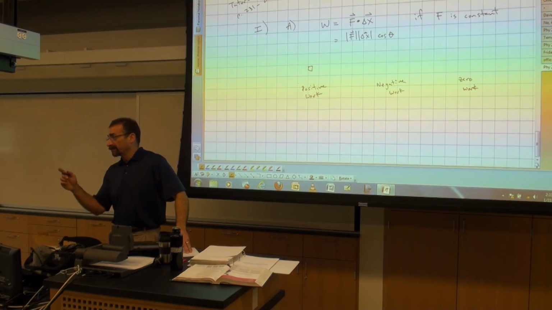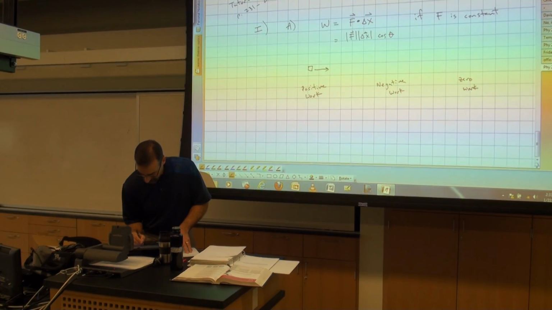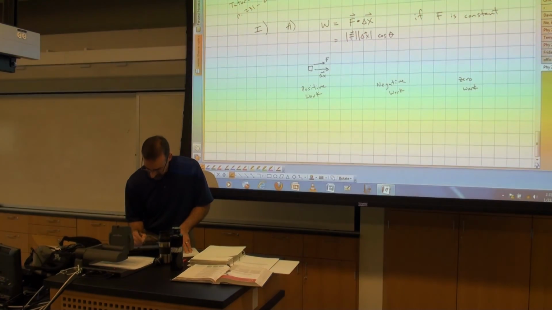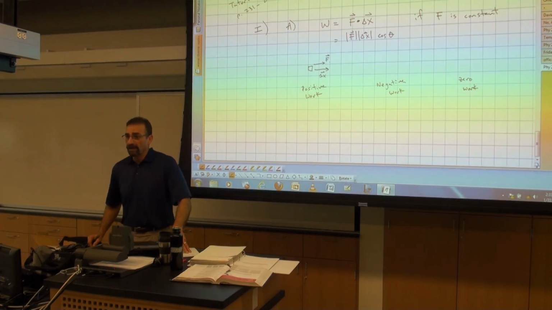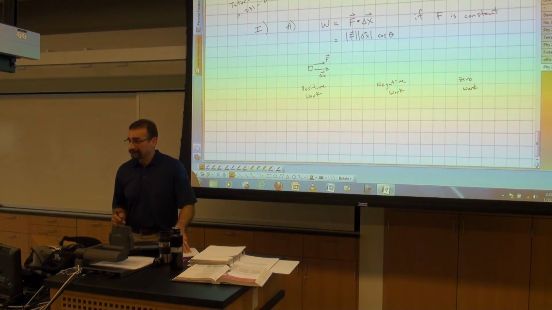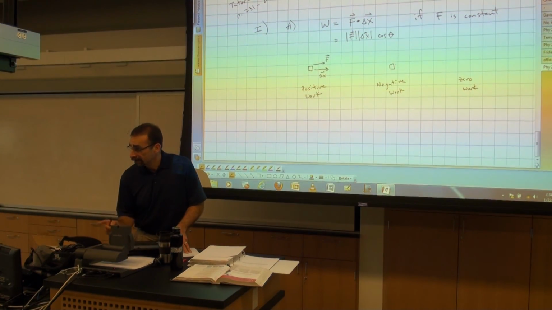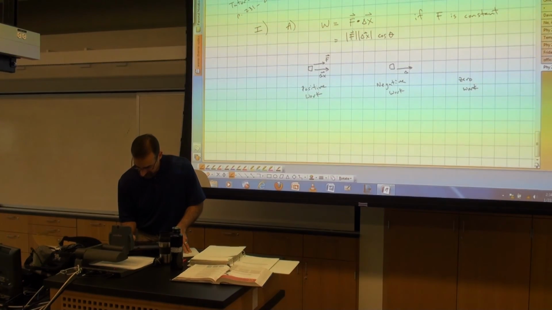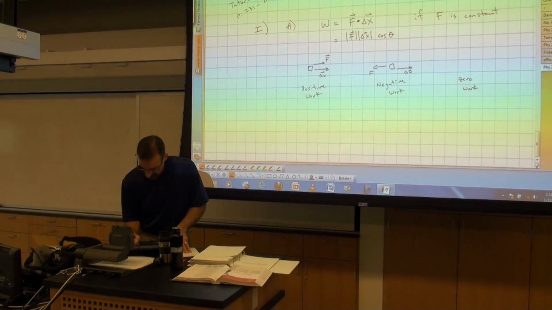What do you have? Which way is your block moving? To the right? Which way is your force? To the right? Okay, that would be positive work. That force would be doing positive work on the block. How about negative work? It's moving to the right. Which way is your force? To the left.